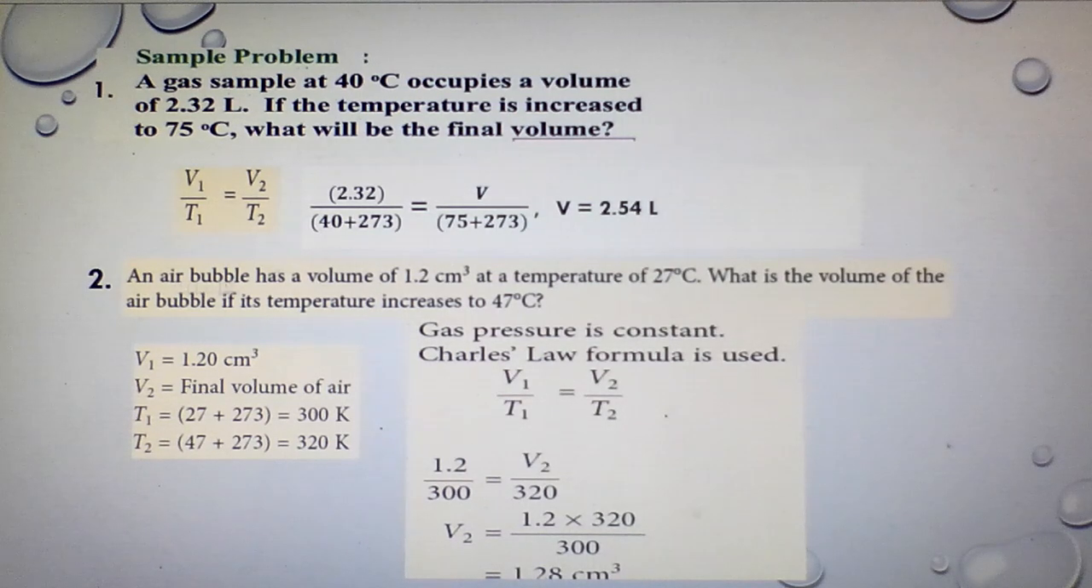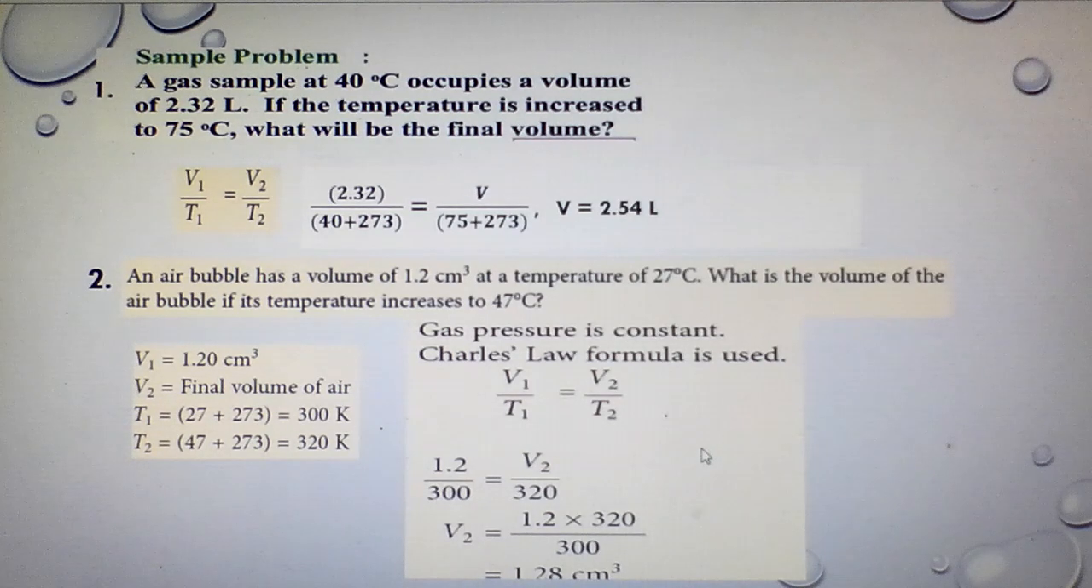Okay, number 2, an air bubble has a volume of 1.2 cm cubed at a temperature of 27 degrees Celsius. What is the volume of the air bubble if the temperature increases to 47? Same question here. You need to convert temperature from degrees Celsius to Kelvin. Use the formula stated by Charles's law. You substitute, then you get V2 equals 1.28 cm cubed.